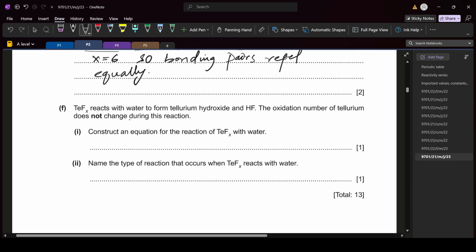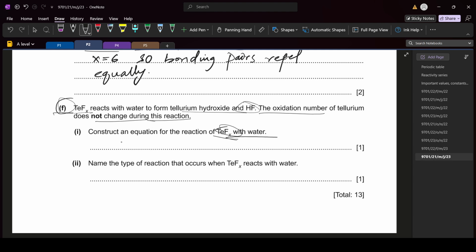Okay, now part F. TeF6 reacts with water to form tellurium hydroxide and HF. The oxidation state of tellurium does not change during this reaction. Construct an equation for the reaction of TeF6 with water. So this is the tellurium F, this is 6. Okay, TeF6 plus water.